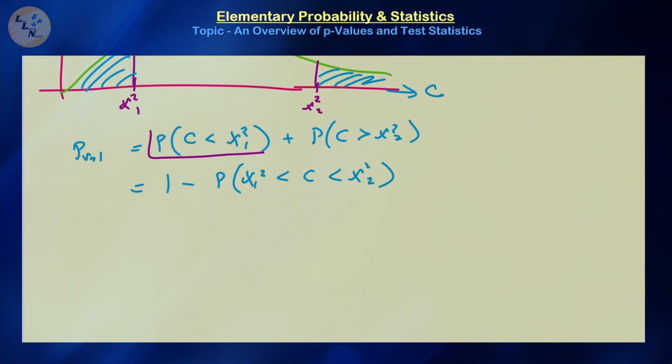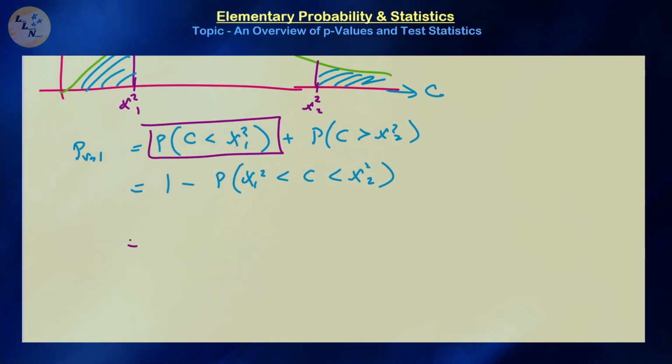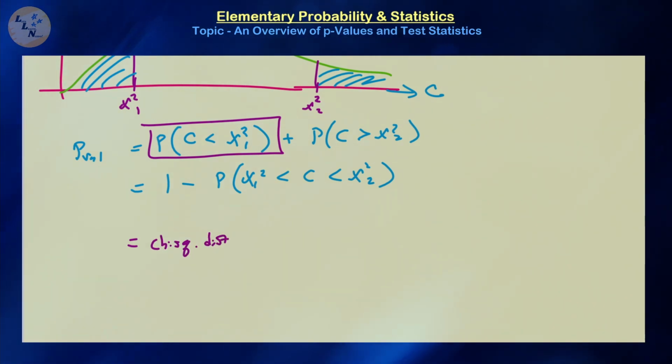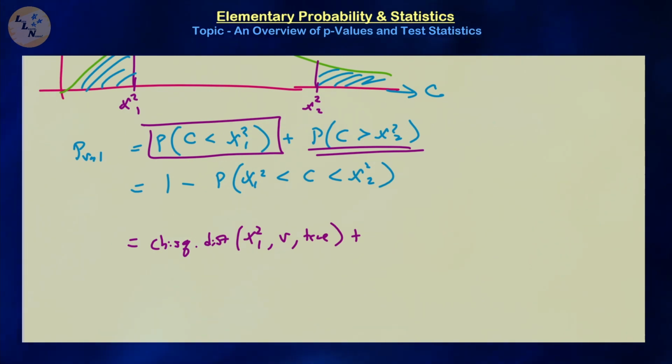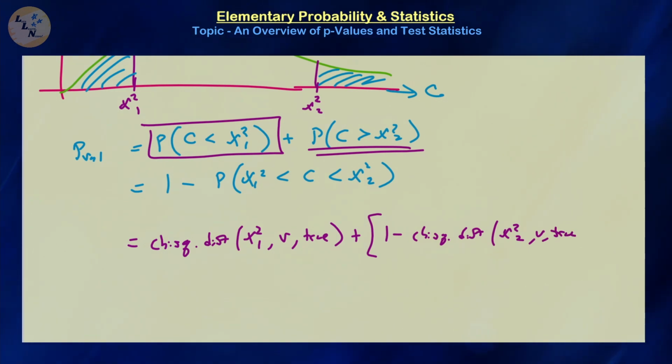So how exactly would you do this in Excel? The probability that c is less than chi-squared 1 is equal to CHISQ.DIST of our chi-squared 1 value, our degrees of freedom, comma TRUE, and then plus the complement of the left-tailed version, which is 1 minus the CHISQ.DIST value of chi-squared 2, v, comma TRUE. Technically we don't need that bracket, so I'm not going to overcomplicate that here.